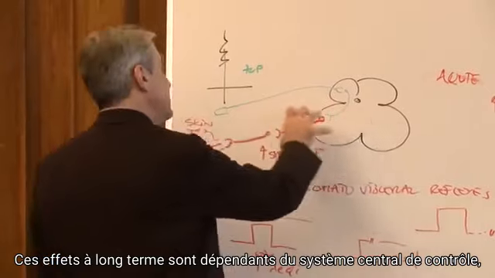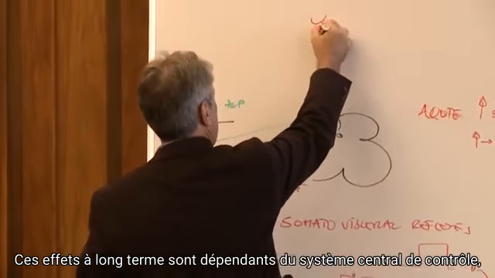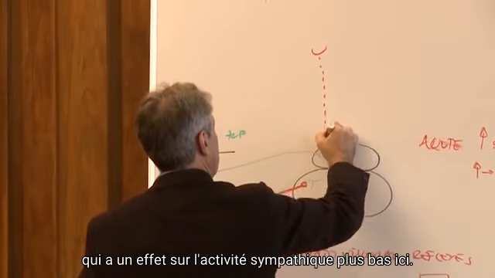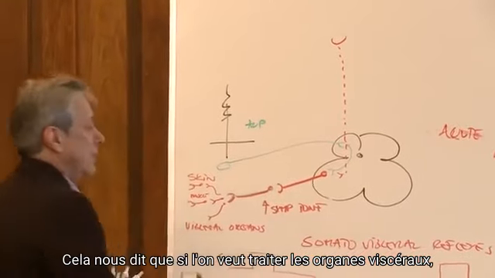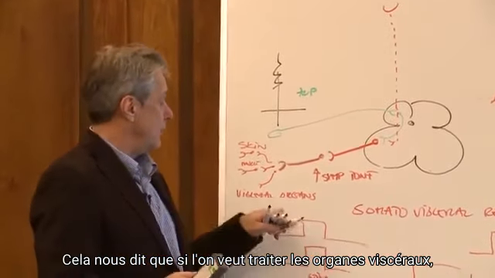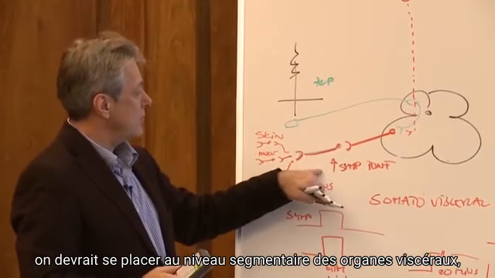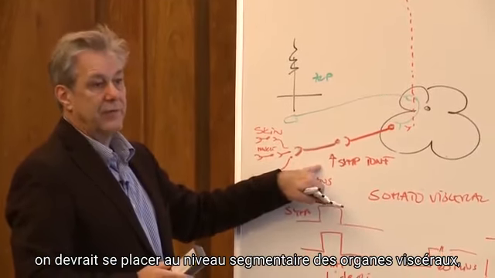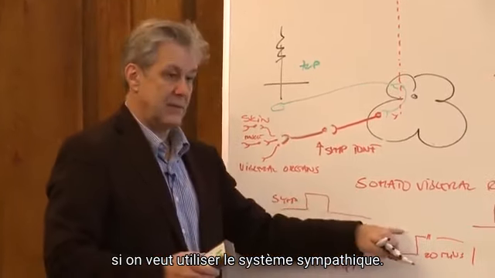So these long-term effects are dependent on the central control systems that are affecting the sympathetic activity down here. So this would basically say that if we want to have an effect on visceral organs, we should be in the segmental level of the visceral organs if we are trying to go for the sympathetic system.